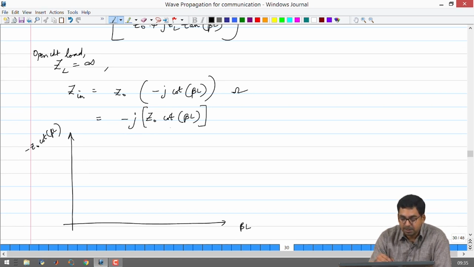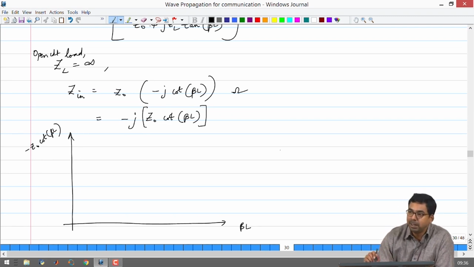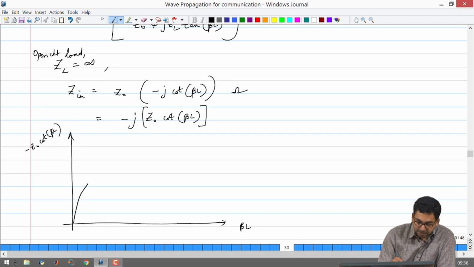It is also possible, because it is a cotangent of beta L, that it passes through zeros. There is quite a possibility that your Zin will look like a 0 or a short circuit. So, it can go from minus infinity to plus infinity passing through 0. A section of the transmission line can have a variety of impedances depending on its electrical length. In this case, you will go from minus infinity steadily up to lambda over 4, or pi by 2.